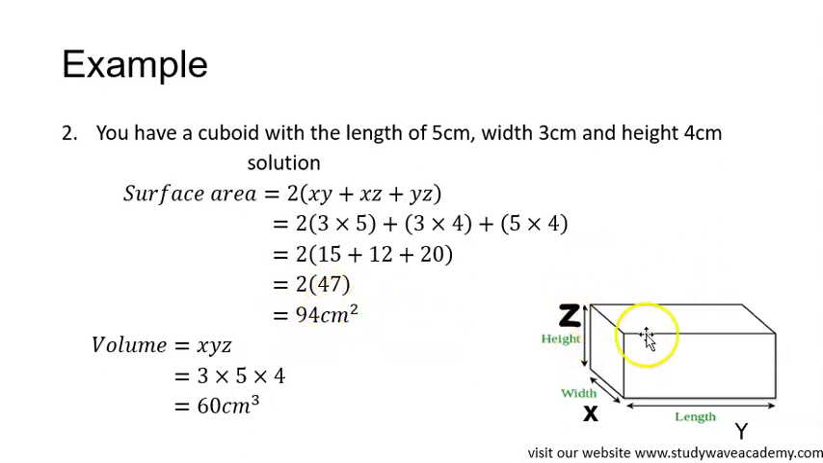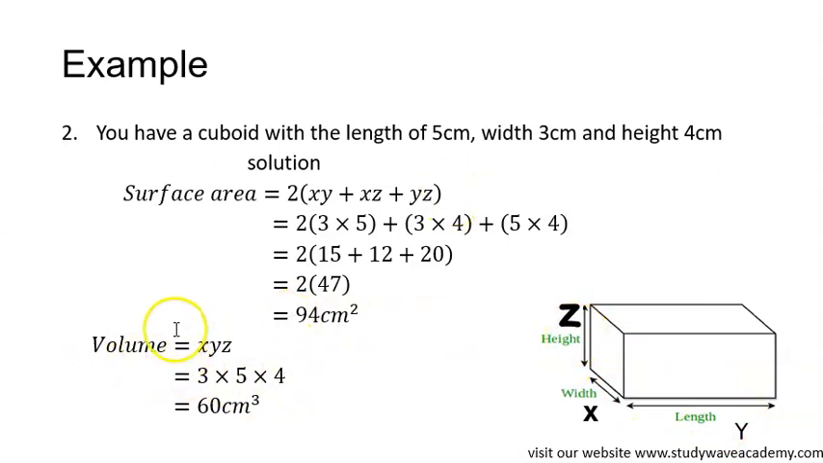So the surface area of the cuboid, where the length is 5 centimeters, the width is 3 centimeters, and the height is 4 centimeters, is 94 centimeters squared. Okay? Now let's look for the volume. The volume, remember, is base times height. The base is the width times length, okay? So X times Y times Z, right?